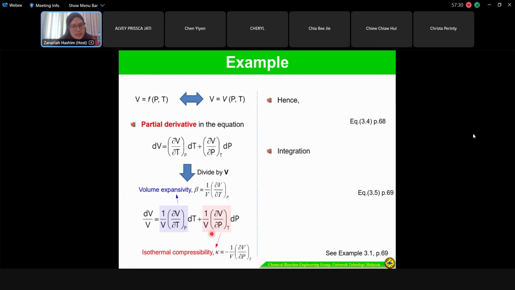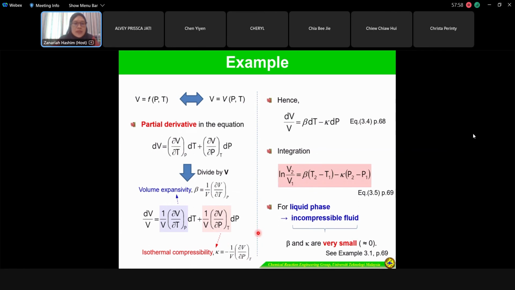Just note that here in the symbol for kappa we have a negative sign. When you have this symbol with three lines, it means defined as. So the volume expansivity beta is defined as this equation, and the isothermal compressibility kappa is defined as this equation.